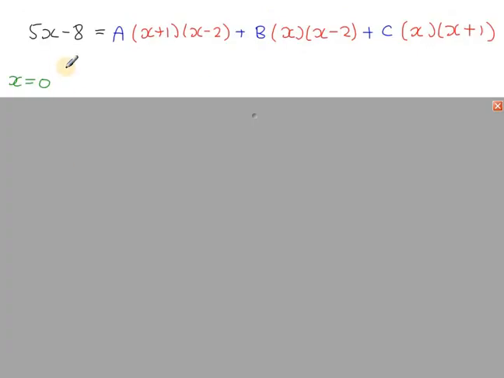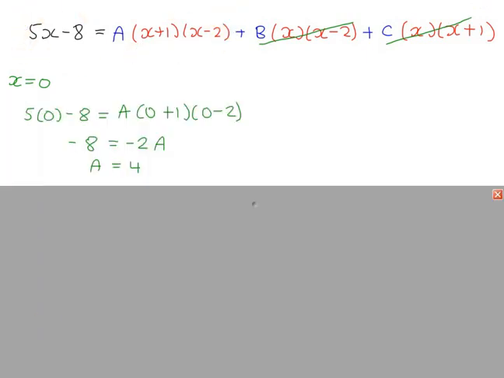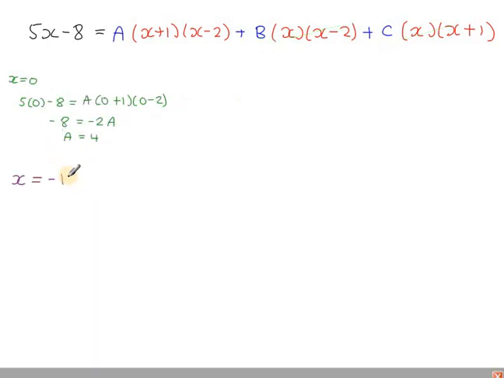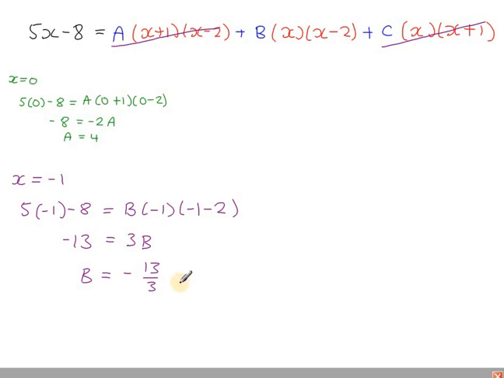So if we substitute in x equals 0, then this becomes 0, x is 0 times the rest becomes 0. We can solve to work out A, which is equal to 4. If we substitute in x equals minus 1, so put minus 1 here, that becomes 0. Put minus 1 here, this factor here becomes 0. We can work out B. So B is equal to minus 13 over 3.